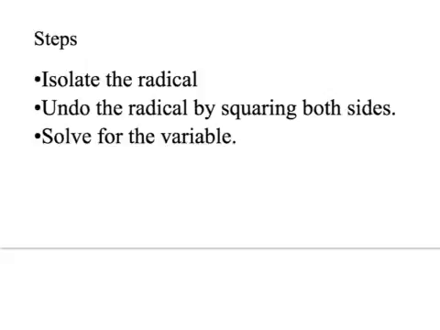Leave the square root on one side and move all the numbers to the other side. Then you undo the radical by squaring both sides. Everything in math has an opposite. So if I take 2 squared, that's 4. To undo that, the opposite of a square is a square root. So if I take the answer and square root it, the square root of 4 is just 2.